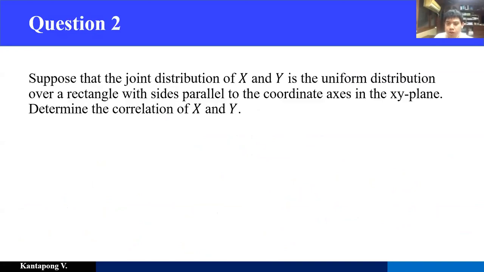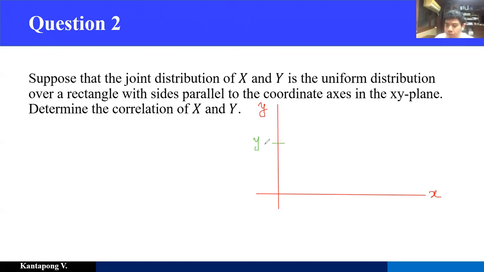The second question: suppose that the joint distribution of x and y is a uniform distribution over a rectangle with sides parallel to the coordinate axes in the xy plane. Determine the correlation of x and y. So it's going to be something like this. We have the x and we have the y.